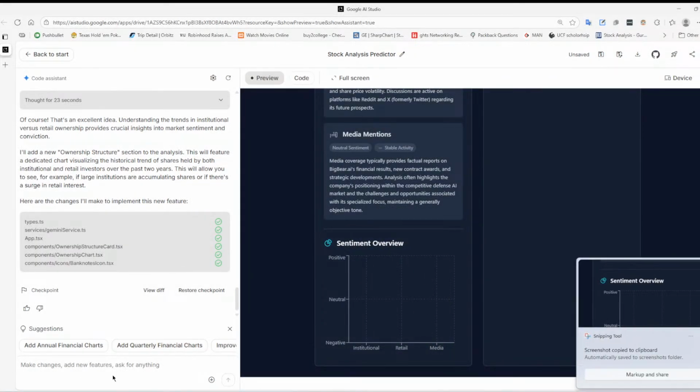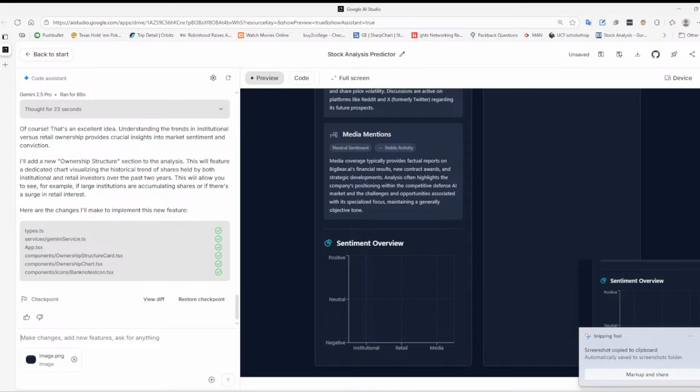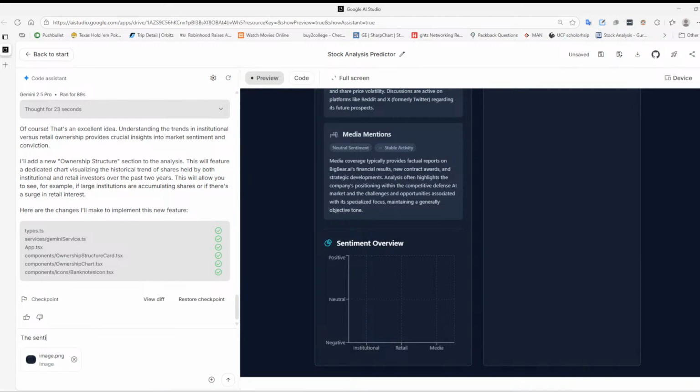So I want to tackle this. The sentiment overview is not charts, is not very useful.